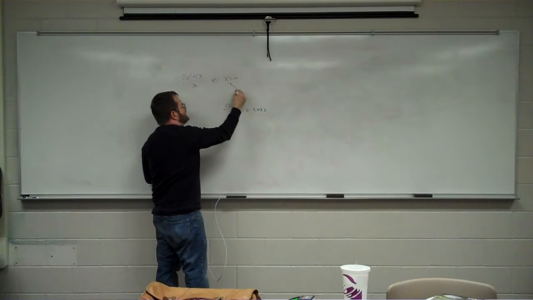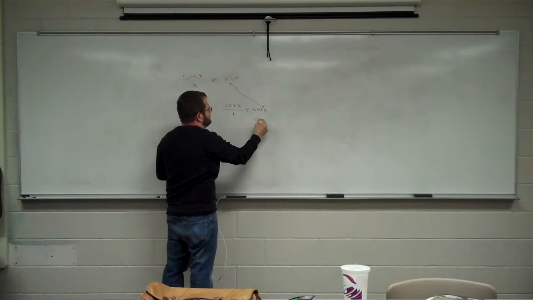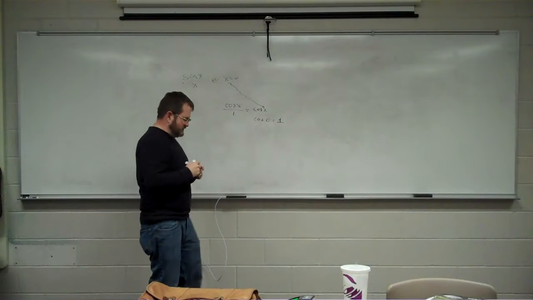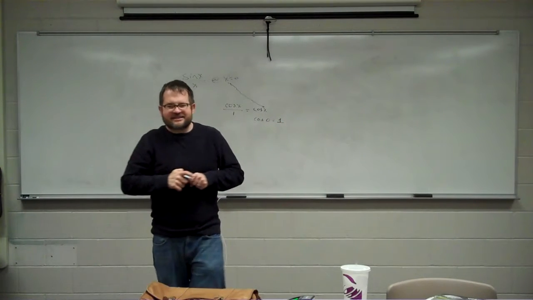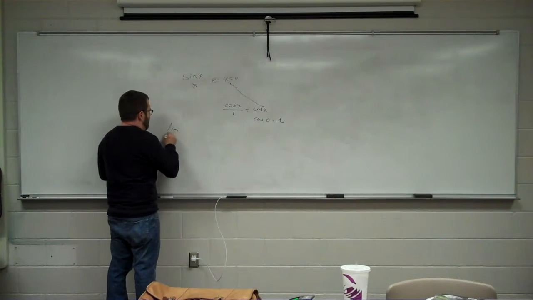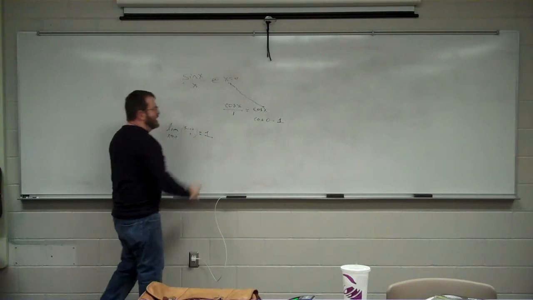So now we just plug our x equals 0 into here, and we get the cosine of 0, which is 1. So the correct way to write this would be to say that the limit as x approaches 0 of the sine of x over x turns out to be equal to 1.